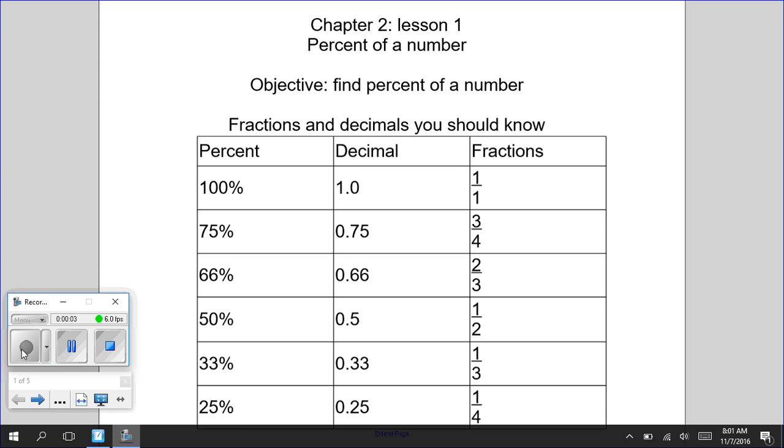All right, now we're going to go backwards. This is lesson 1 of chapter 2, percent of a number. By the end of this lesson, you'll be able to find the percent of any number.